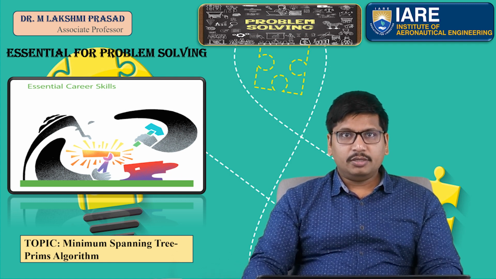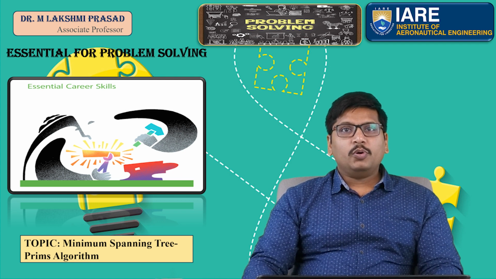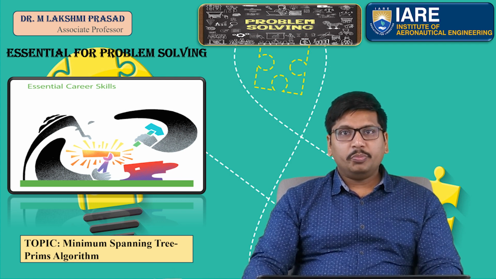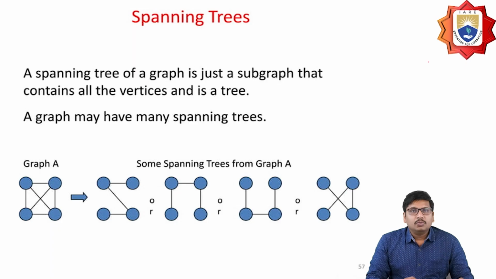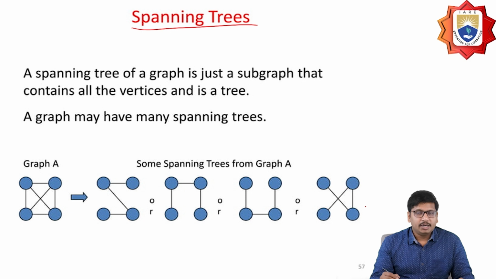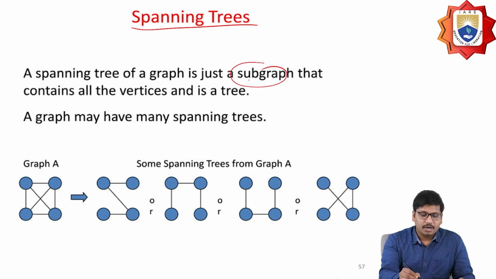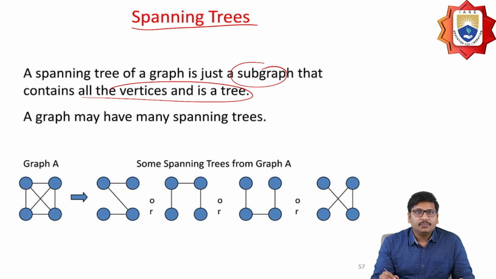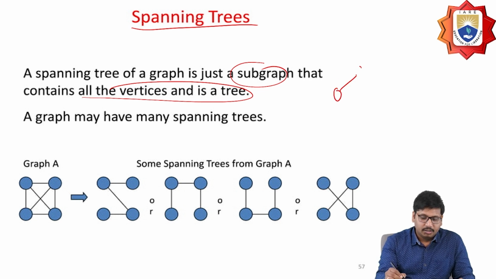In this video, I'm going to discuss minimum spanning tree, which is going to be solved through Prim's algorithm. So before going to see that, what is the spanning tree here? A spanning tree of the graph is just a subgraph that contains all the vertices, and it should be a tree. The graph may have many possible combinations of spanning trees.